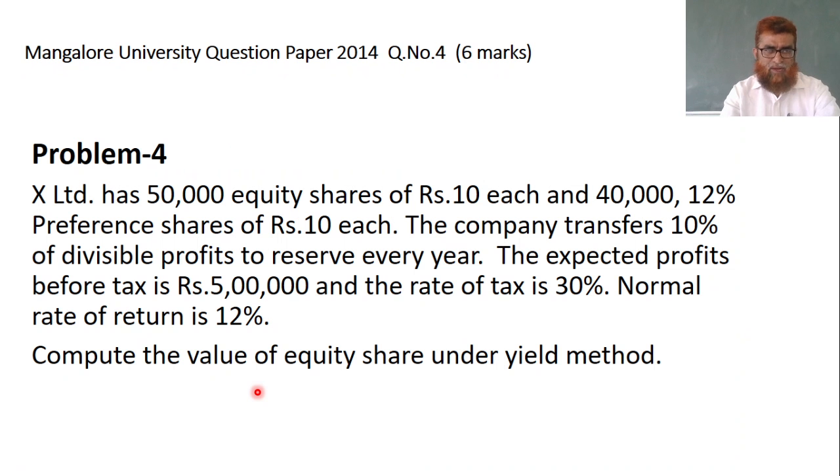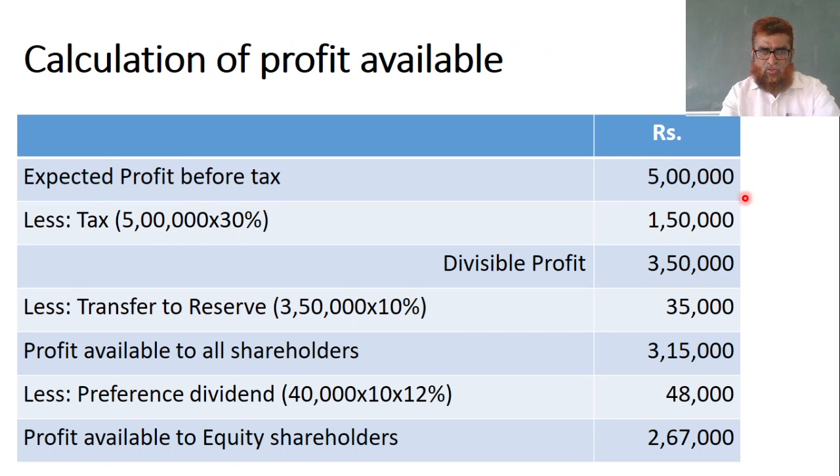Preference dividend we have to calculate. See the problem. 40,000 into 10 means 4 lakh, and the dividend rate is 12%. So 40,000 into 10 into 12%, 48,000. Profit available to equity shareholders will be 2,67,000. So this is the profit available.